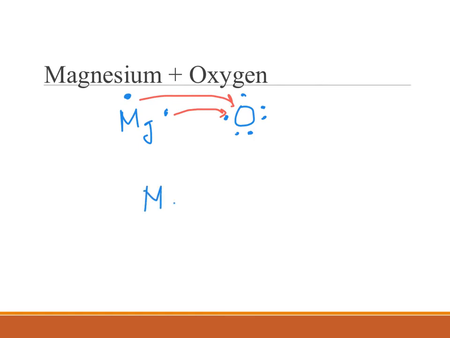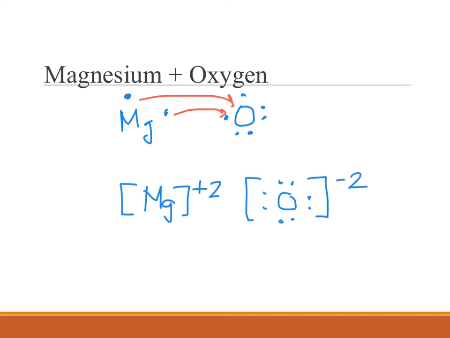So again, magnesium is going to end up this time with a positive 2 charge, and remember it can be +2 or 2+, and oxygen is going to show those 8 valence electrons around it with that filled outer shell, and again square brackets and a -2 because we've added 2 electrons. So that's the Lewis structure for magnesium oxide.